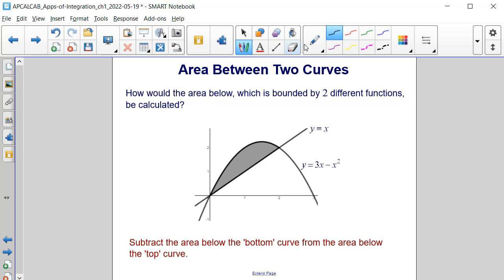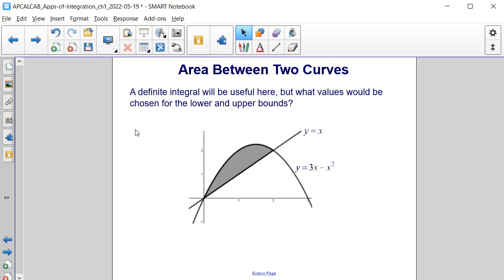We could find the area below the curved section, as shown here, shaded with purple, and then we could subtract out the area bounded by, in this case, a linear function. And then the resulting area will give us the shaded region. So we're going to subtract the area below the bottom curve from the area below the top curve.